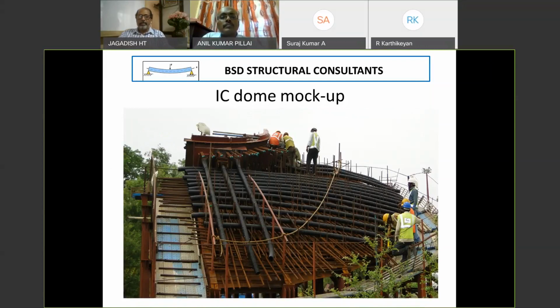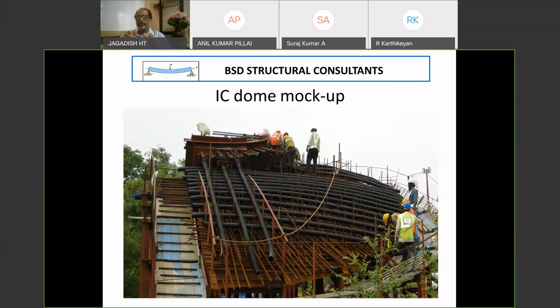Okay. Now, in nuclear power projects, we always do a mock-up for each and everything. Whatever we do for the first time, do a mock-up. By doing a mock-up, we try to understand that particular structure and its behavior. If we talk about civil engineering, understand how to pour concrete, how to tie the reinforcement, how to avoid congestion. Now, this particular mock-up is done for the IC dome, inner containment dome.